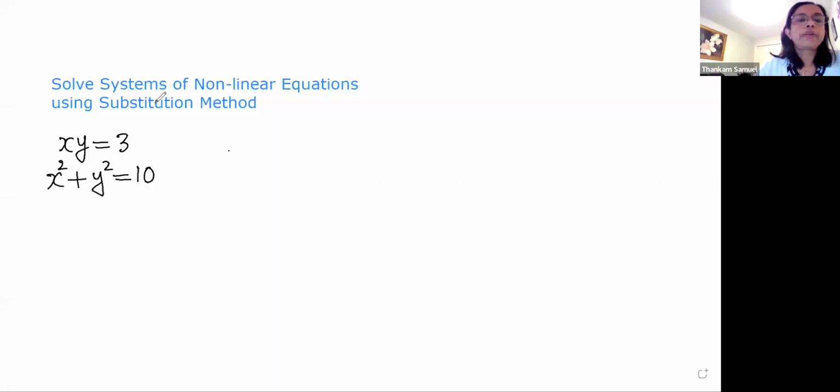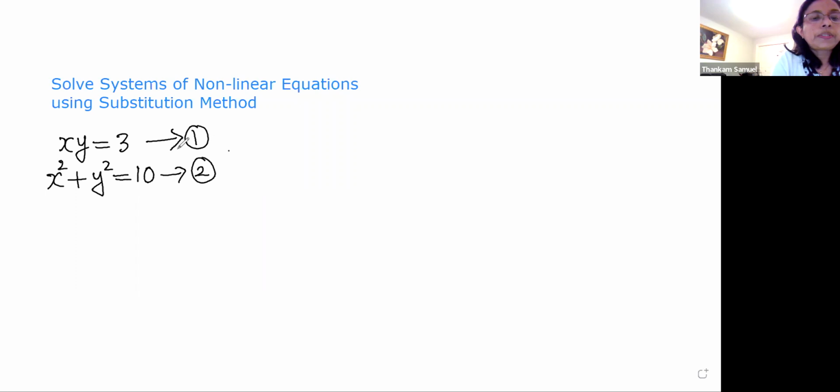Now, today we are going to solve systems of nonlinear equations using substitution method. Let's consider the system x times y equals 3, x squared plus y squared equals 10. So we can name these equations as this equation as 1 and this equation as 2.